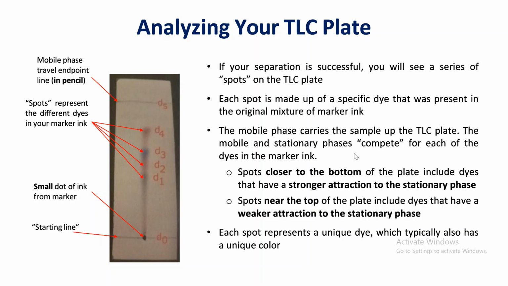The mobile and stationary phases are going to compete for each of the dyes. Now, the spots that are closer to the bottom, for example, dye 1 and dye 2, have a stronger attraction to the paper or the stationary phase. However, spots that are near the top, like dye number 4, right here, have a weaker attraction to the piece of TLC plate, to the stationary phase, but they have a stronger attraction to the liquid or the mobile phase. Each spot, as we said, represents a unique dye, which typically has a unique color, which is what we'll see in a second.